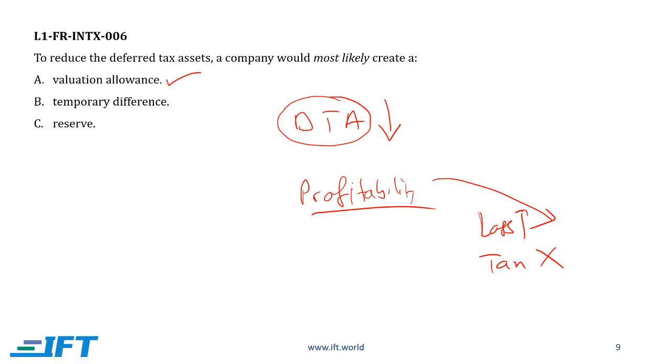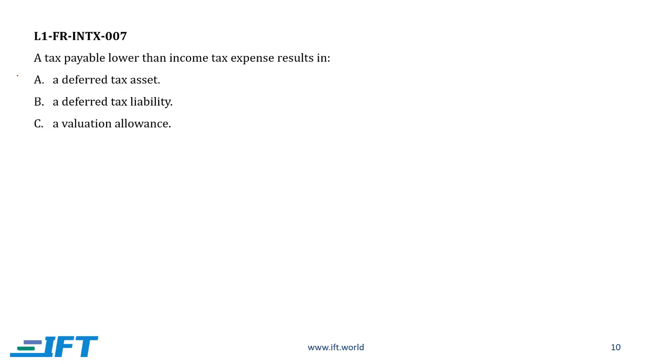When does the utility of deferred tax asset increase? When we are making profit. If we are making profit, then we are paying taxes. If we are paying taxes, then deferred tax asset could be used to reduce our taxes. So the correct option is A. A tax payable lower. A tax payable. This is your tax book. And this is your accounting book.